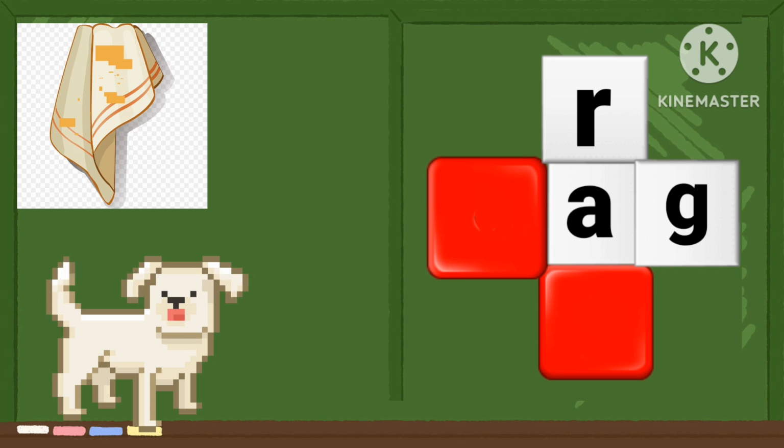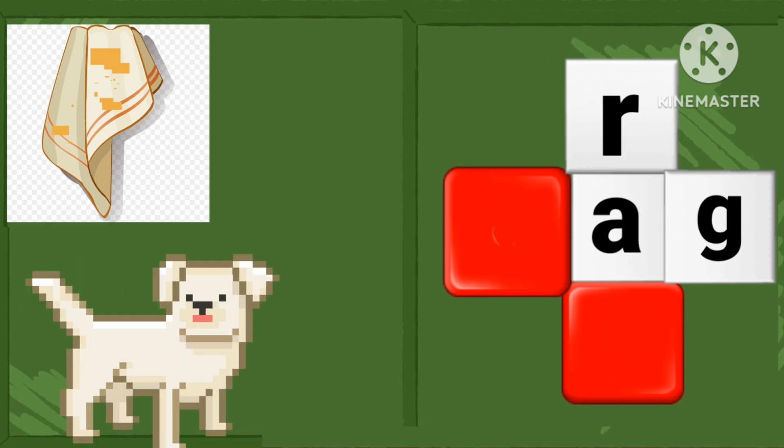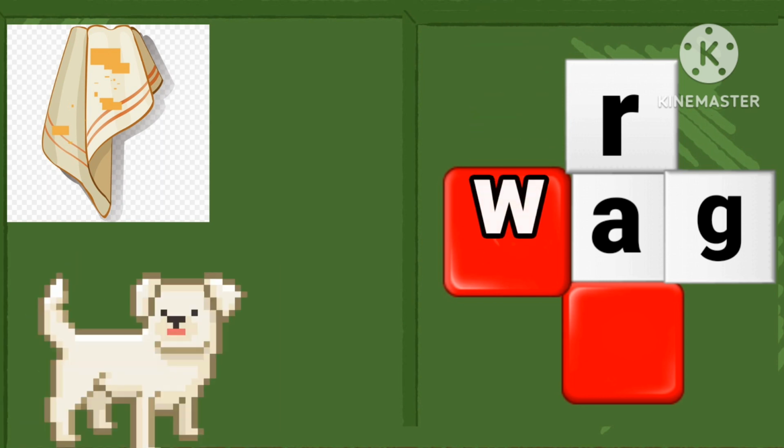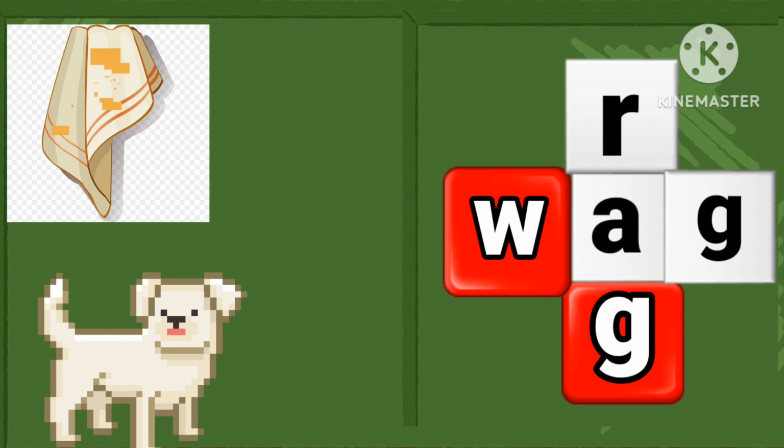Next, look at the pictures and guess the words. Rag, wag. Spell the words. R-A-G. Rag. W-A-G. Wag. Which letters are missing? W, letter W, G, letter G. So drop letter W for wag and G for rag. Very good.